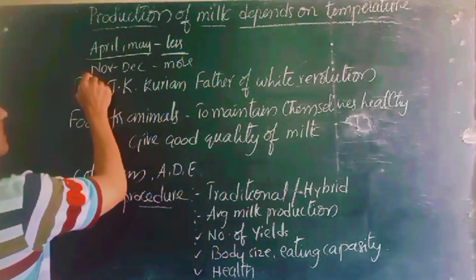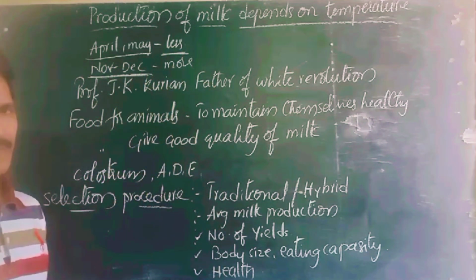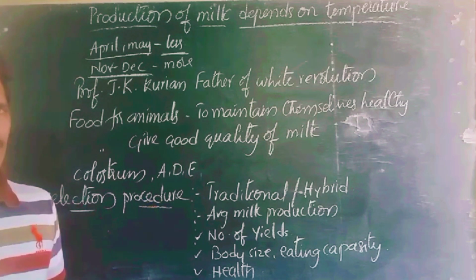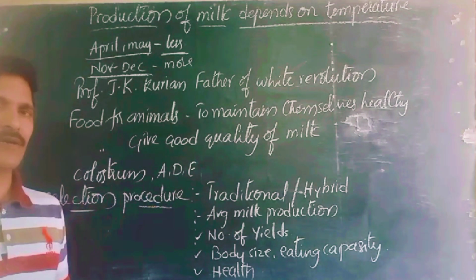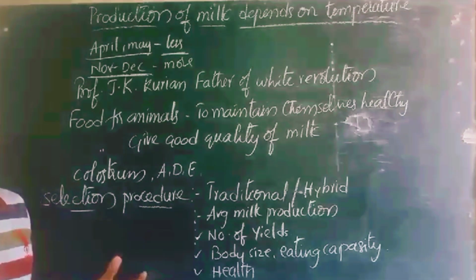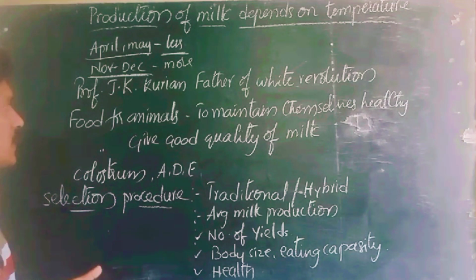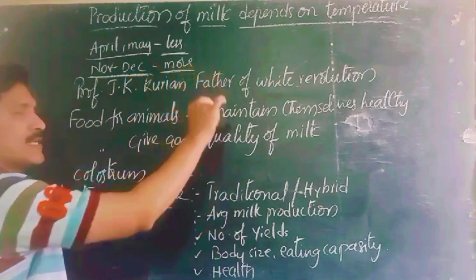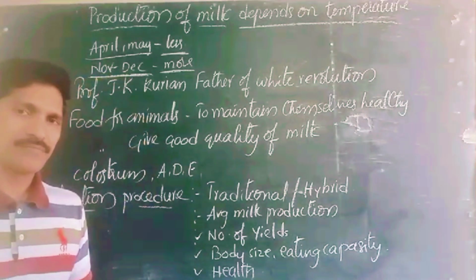Here it is, the months of November and December. This is the winter season, the cool season. The temperatures are not high and the animals do not get dehydrated. The animals need not drink more water, so the milk production rate is more during the months of November and December.